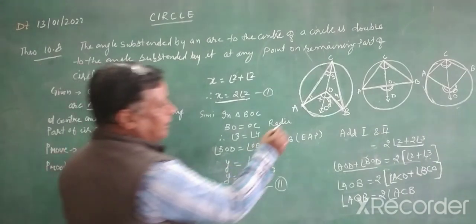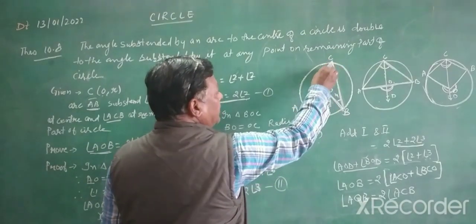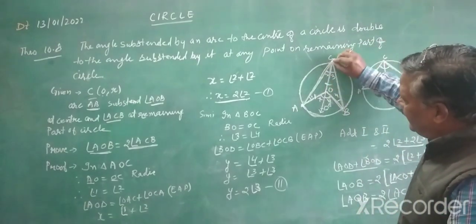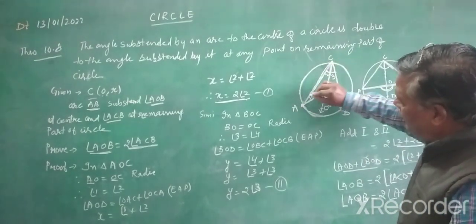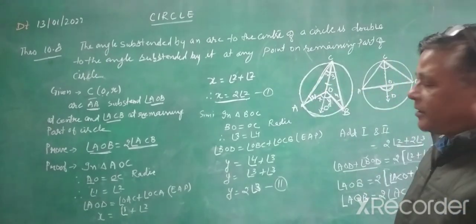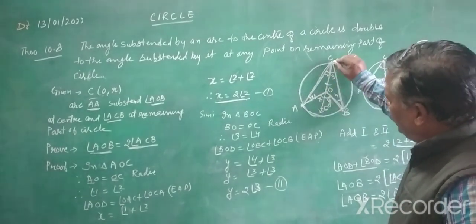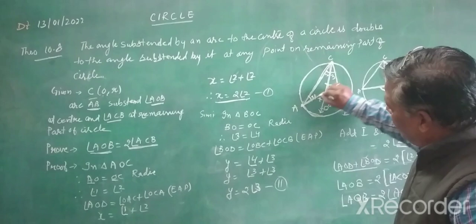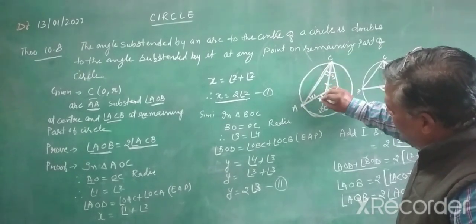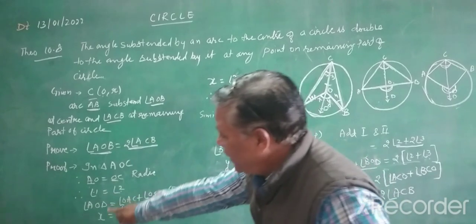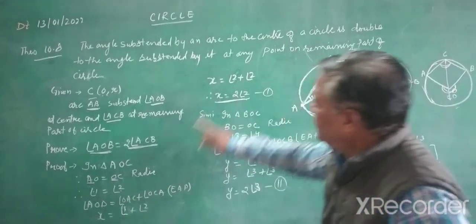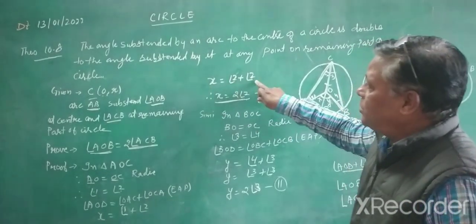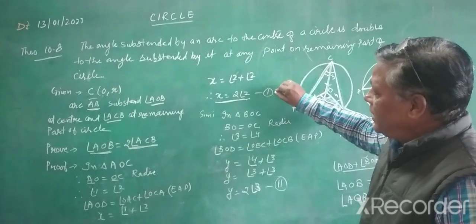We will consider one triangle, that is AOC. In this circle, AO and OC are equal because these are the radii of the circle. Therefore, angle 2 and angle 1 will be equal. Correct? Now we extend the side OC up to D, which makes an exterior angle for triangle AOC. So x equals the sum of 1 and 2. Because 1 and 2 are equal, we replace 1 by 2. So x equals 2 plus 2, so x equals twice angle 2. This is our first equation.